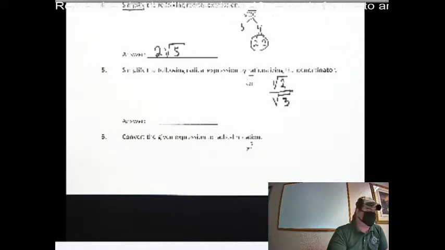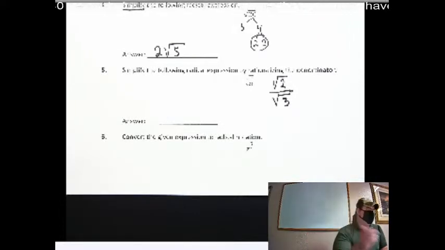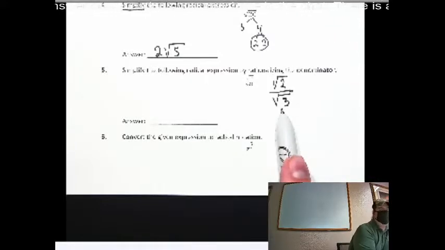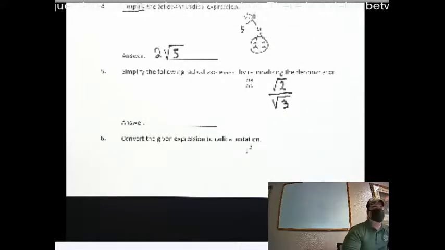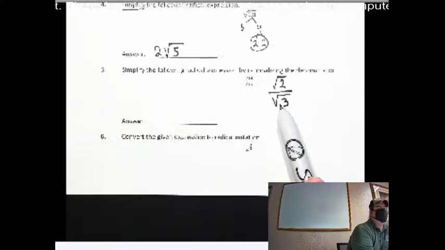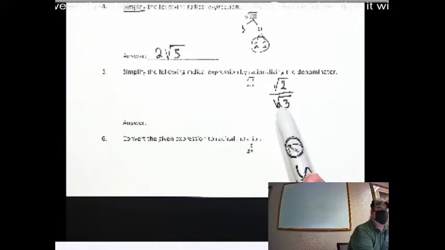Okay? Now we've simplified, but we need to rationalize the denominator. And rationalize means, well, square root of 3 is irrational. If we plug that into a calculator, we get one of those big, long decimal things. We don't want that. We want the bottom part of this fraction to be rational. So we got to get rid of this square root. So how do we get rid of the square root?